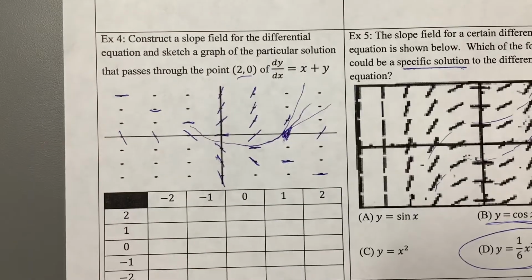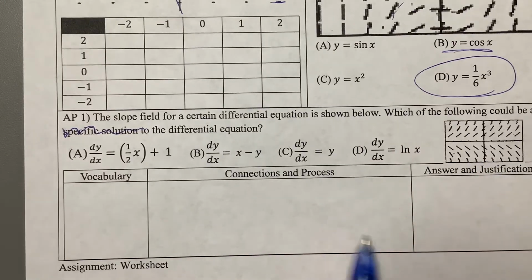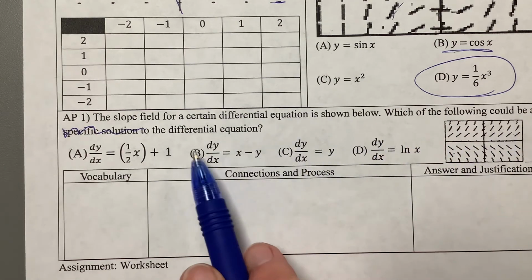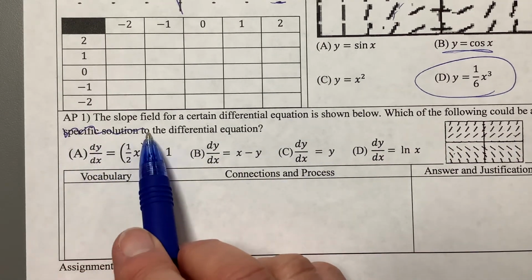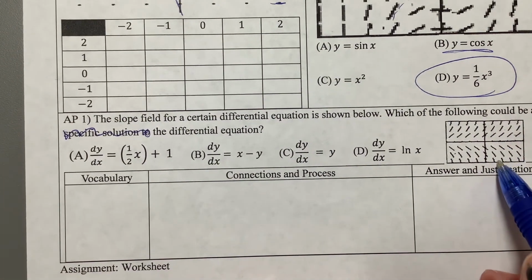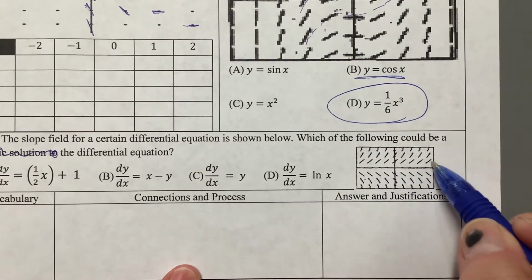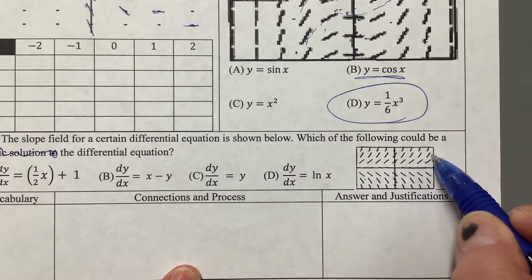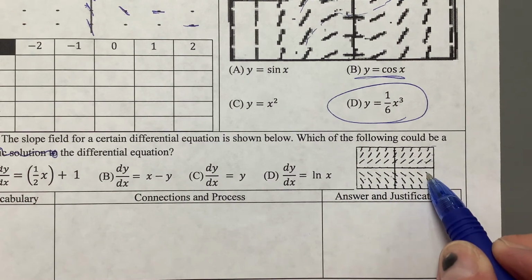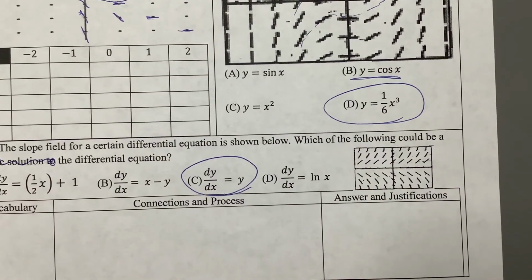This one's a little confusing, but one thing you need to change on this AP question, it says the slope field for a certain differential equation is shown below. Which of the following could be, and cross out the specific solution and say the differential equation. So what graph did they graph here? All right, so then you look at it and you go, well, these look like they're all 1s. These look like they're all 2s. These look like they're all 3s. Here's all -1, so they all represent the y value. So here's your answer. That was wrong on my first video.